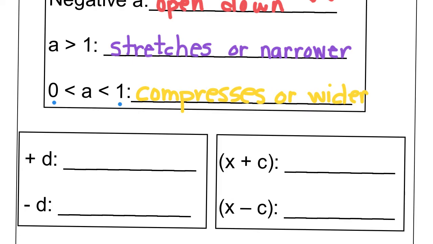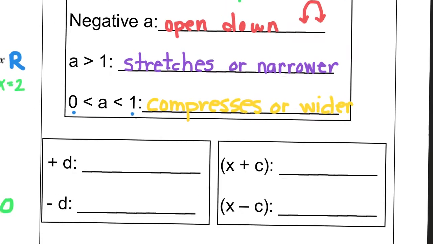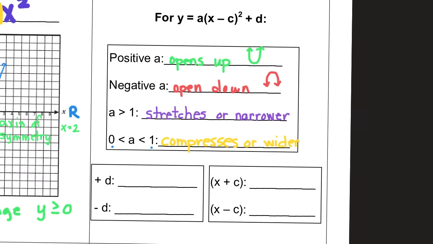Let's look at if we have plus d or minus d. Notice that the d is outside of the parentheses. Since it's outside, if it is plus d, it'll shift up. If it's minus d, it will shift down. So that makes sense with our brains, but look at the things that are inside the parentheses. When we have x plus c and x minus c, if it's plus, it moves to the left. And if it's minus c, it moves to the right.